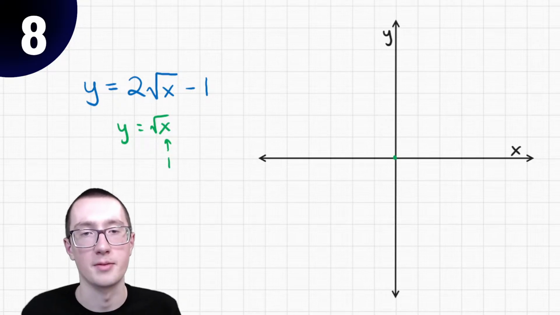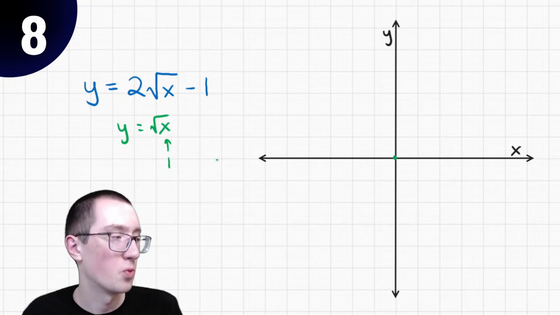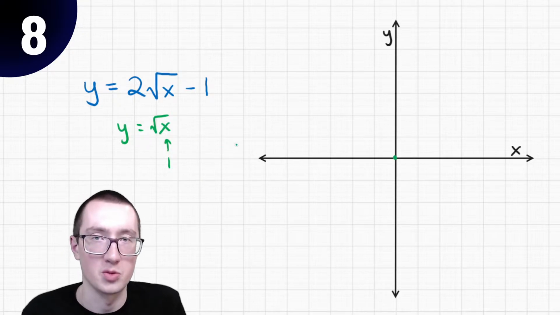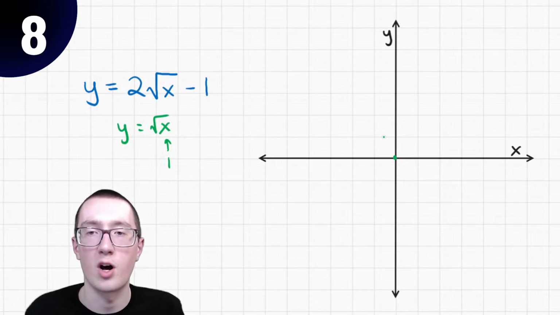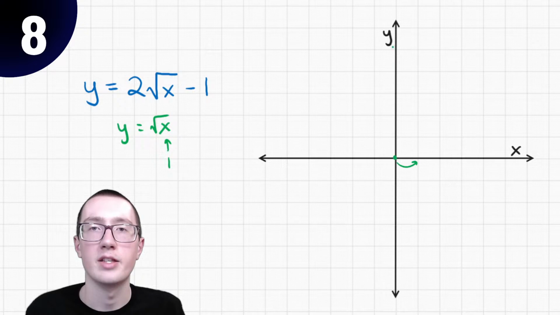Now what if we plug in 1? The square root of 1 is 1, because 1 times 1 is 1. So one of our points is 1 for x, 1 for y. X is left and right, so we go 1 to the right, and then 1 for y, which is up and down, so we'd go up 1, and we'd have another point right here.